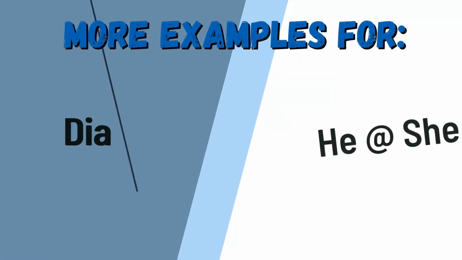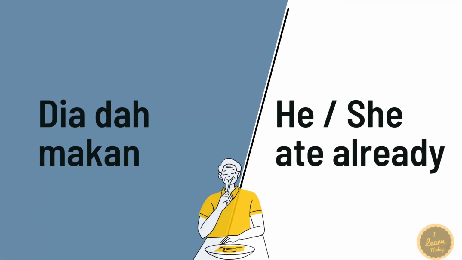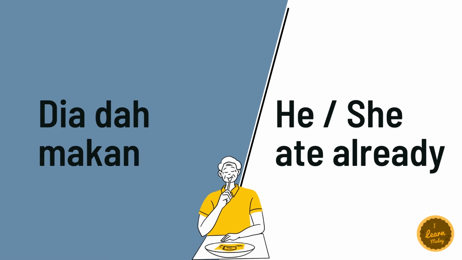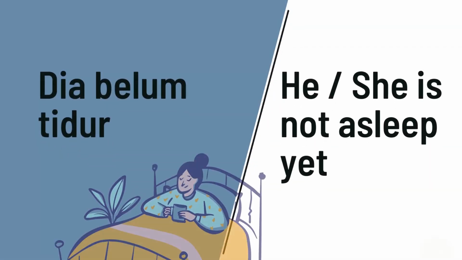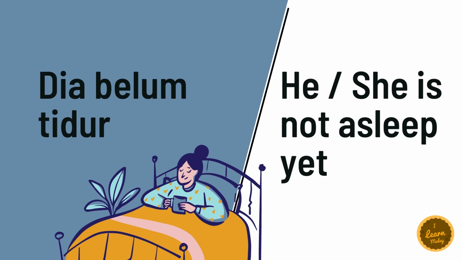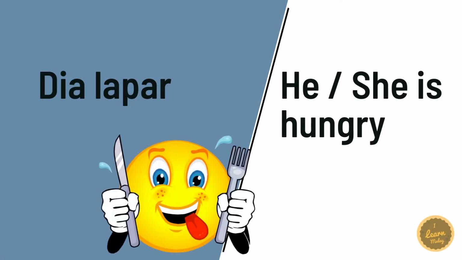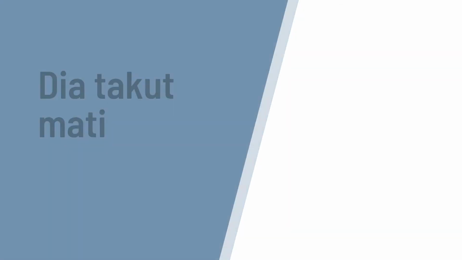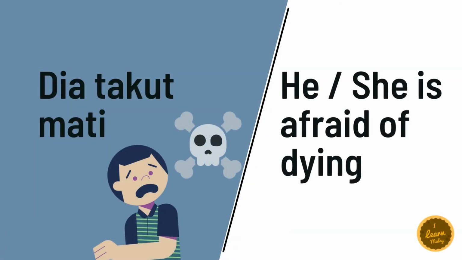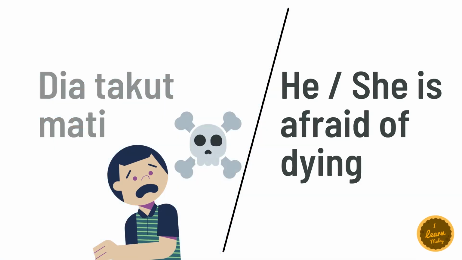More examples are: Dia dah makan, he or she ate already. Dia belum tidur, he or she is not asleep yet. Dia sibuk, he or she is busy. Dia lapar, he or she is hungry. Dia takut mati, he or she is afraid of dying.